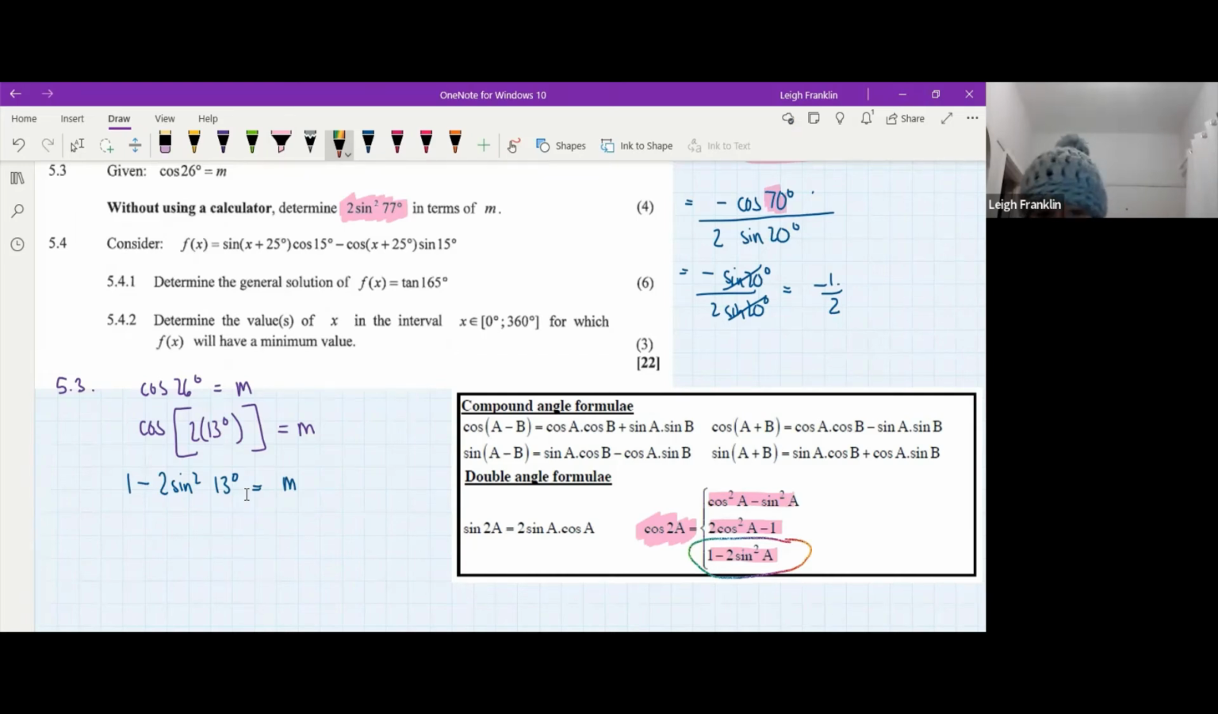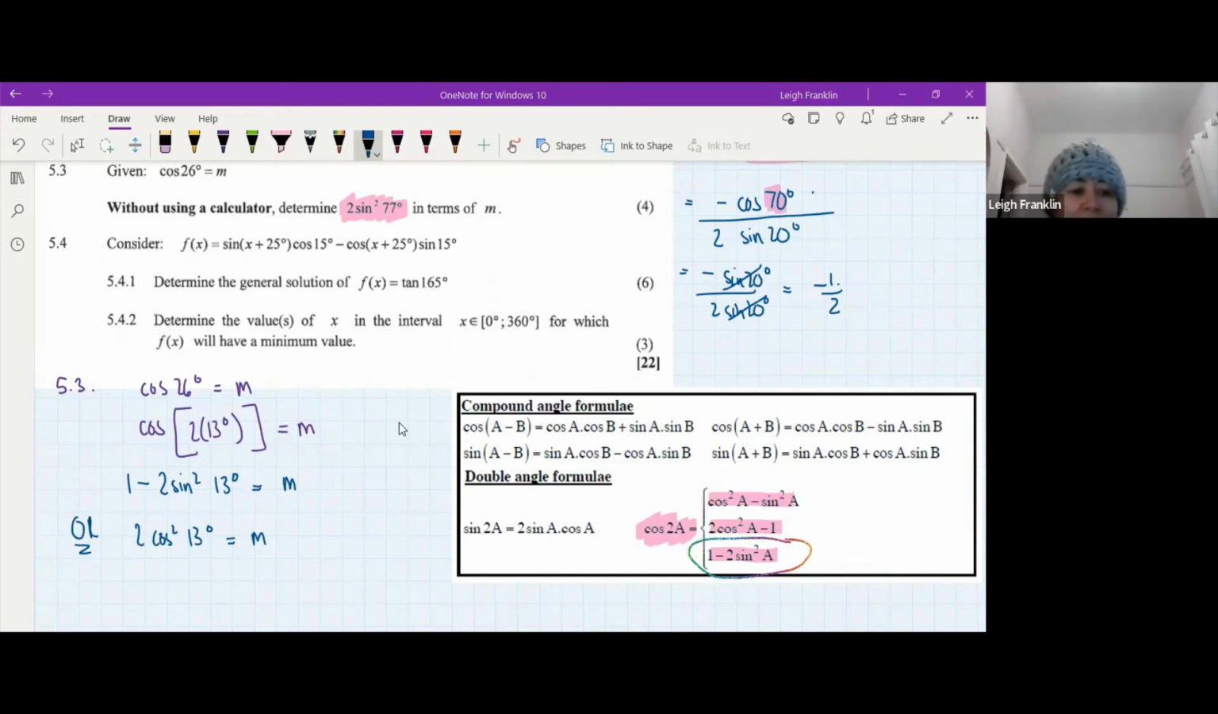If I wanted, the other thing that I could do here as well, another alternative, would be for me to work in terms of cos. So if I wanted to, I can write this as 2 cos squared 13 equals m. That actually might be faster for me. So I can write it as either one of these two. Are we happy with that? We're just applying our cosine double angle.